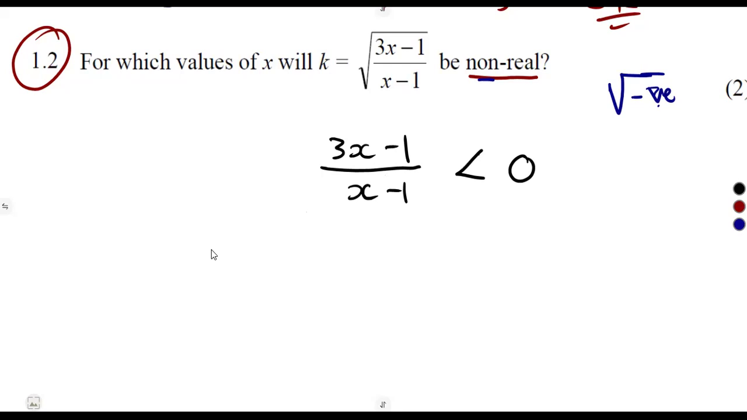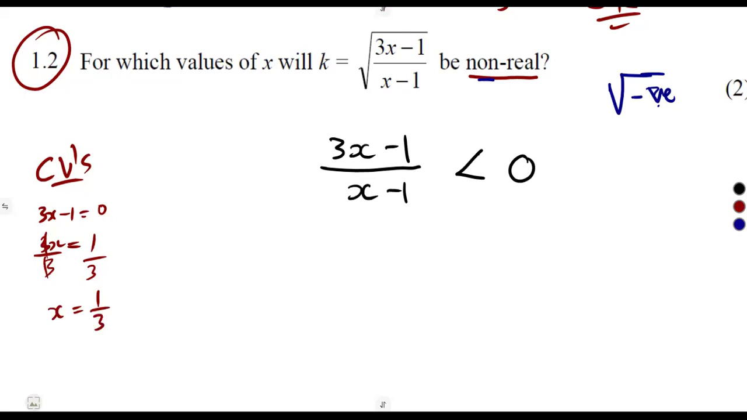So the question is, how are we going to solve it? We can determine the critical values. Remember the table method. So from this, we have an inequality, so you need to solve it. Where do we find the critical values? Take the numerator, you equate to 0. 3x minus 1 must be equal to 0. So 3x is equal to 1, divided by 3 by 3, so x is equal to 1 over 3.